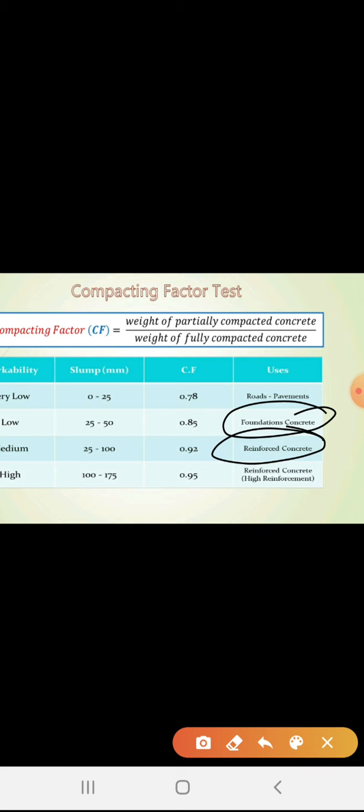This is used for precast buildings, or whenever the loads are more and whenever we are adopting less deflections. In such cases these types of slumps can be used. After the slump test, the second test is the compaction factor test.